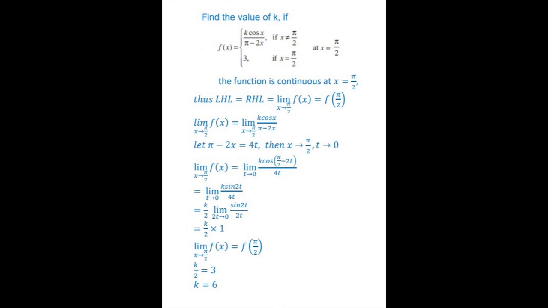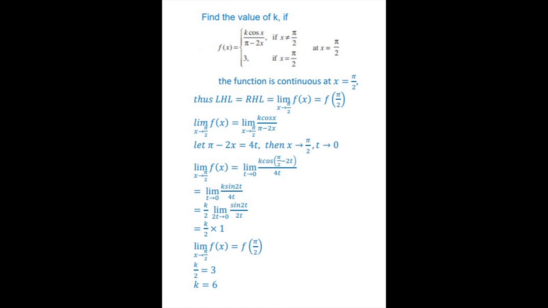Now what will happen? When x is tending to pi by 2, t tends to 0. So the limit as t tends to 0 of k cos of (pi by 2 minus 2t), writing pi by 2 minus 2t instead of x, divided by 4t. Cos of (pi by 2 minus 2t) is sin 2t. Now you can understand, I would have taken 2t also, I just thought 4t.